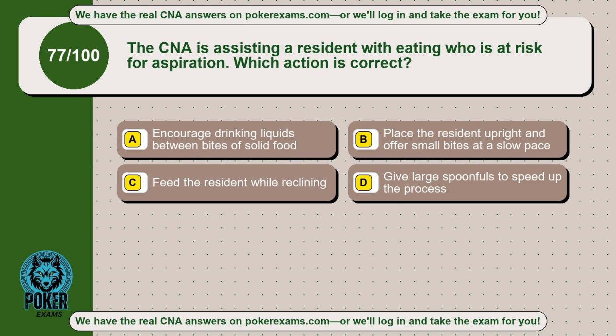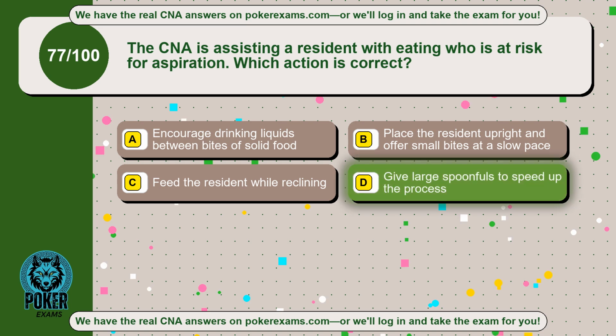Question 77. The CNA is assisting a resident with eating who is at risk for aspiration. Which action is correct? Option A, encourage drinking liquids between bites of solid food. Option B, place the resident upright and offer small bites at a slow pace. Option C, feed the resident while reclining. Option D, give large spoonfuls to speed up the process.